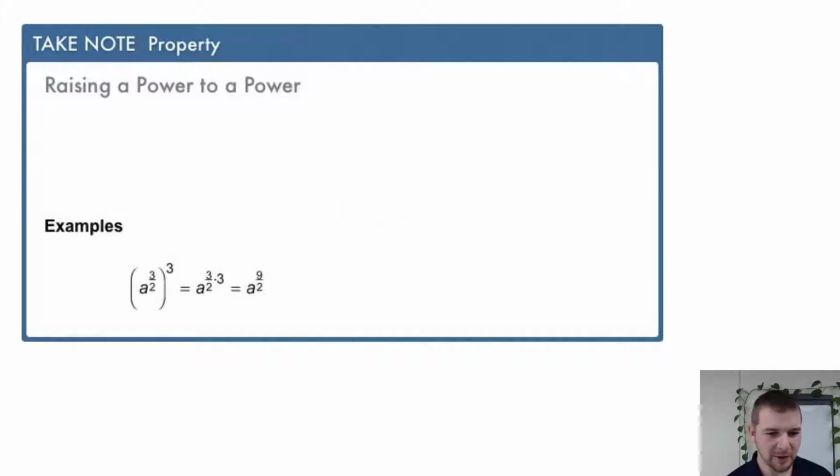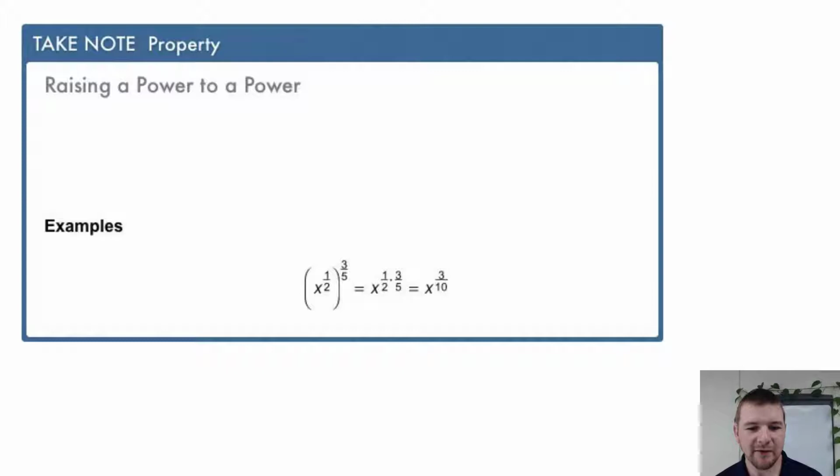With rational exponents, we see a to the 3/2 power raised to the 3rd power, but it behaves the same. This will be a to the 3/2 times 3 power. With some multiplication, we see this is a to the 9/2 power. And finally, x to the 1/2 power raised to the 3/5 power, well, that's the same as x to the 1/2 times 3/5. Some fraction multiplication, we find x to the 3/10 power.